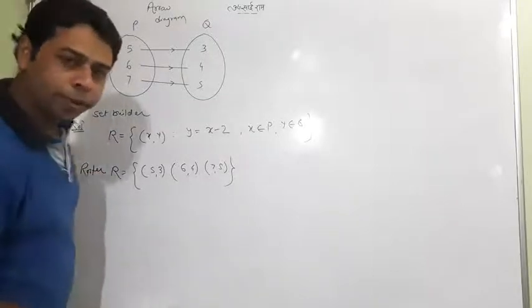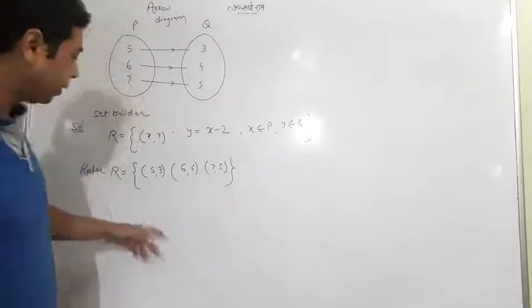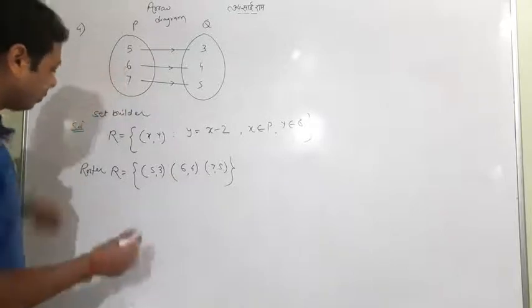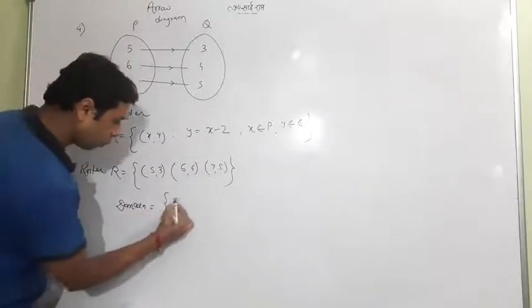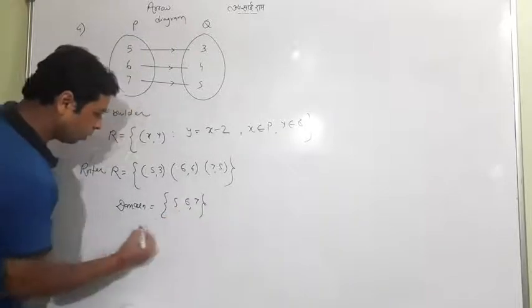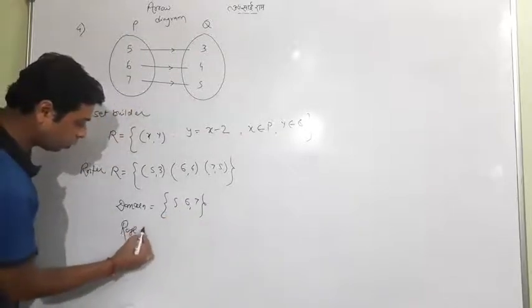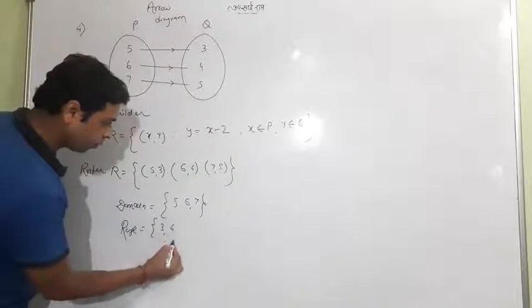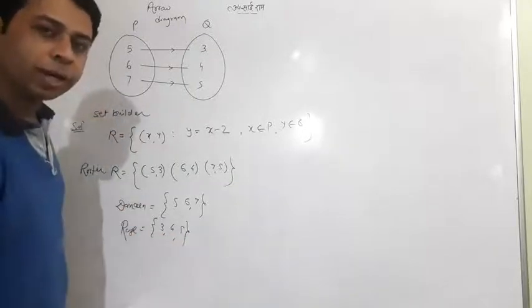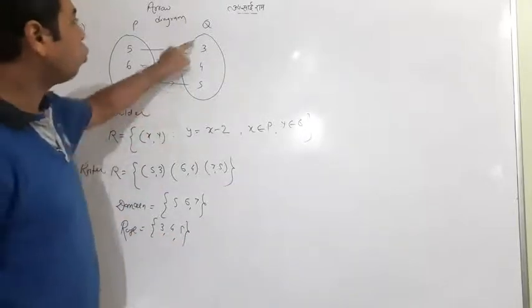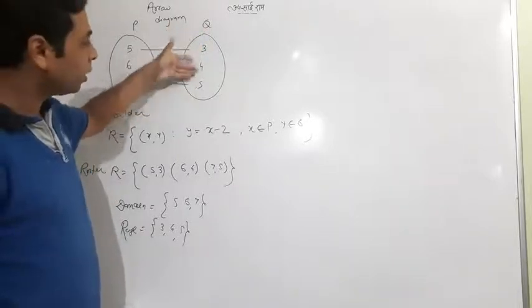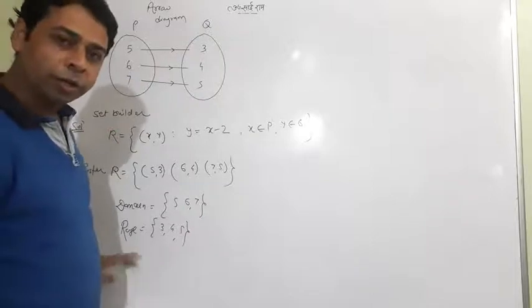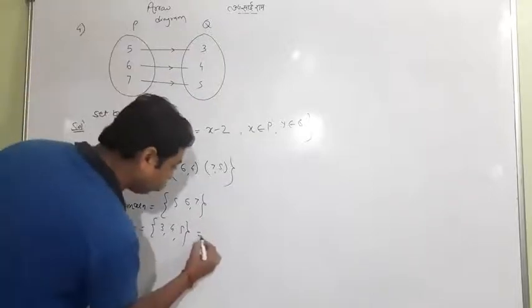And what about the domain and range? I need not tell you. Domain is equal to {5, 6, 7}. Range is equal to {3, 4, 5}. If I ask you what the codomain is, then codomain Q is also equal to {3, 4, 5}, because only 3 elements are here, which is the range actually. So range and codomain are the same.